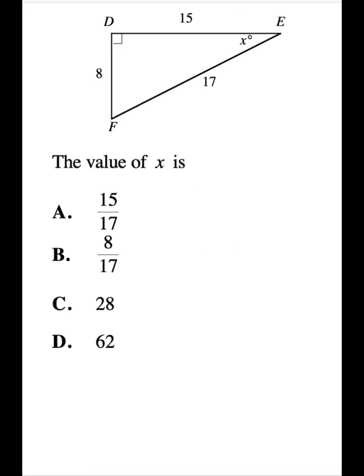We have a right triangle, and we need to find the value of x in degrees. We can use sine x equals opposite divided by hypotenuse, so it's 8 divided by 17, and then we can find that x is 28 degrees.